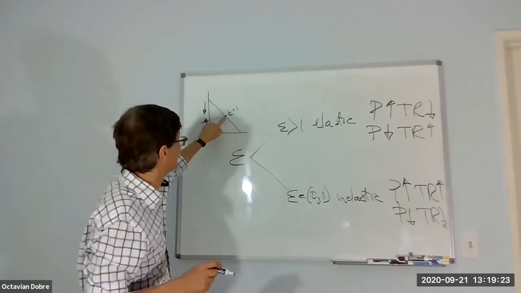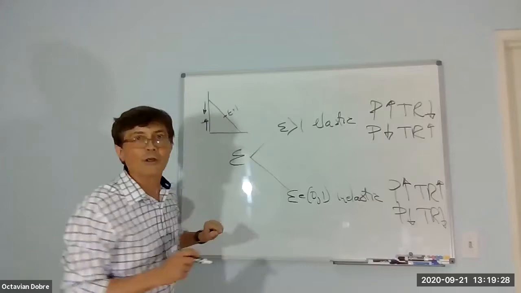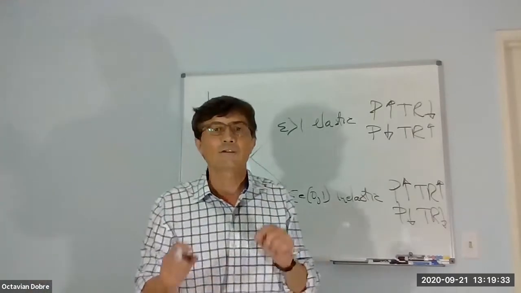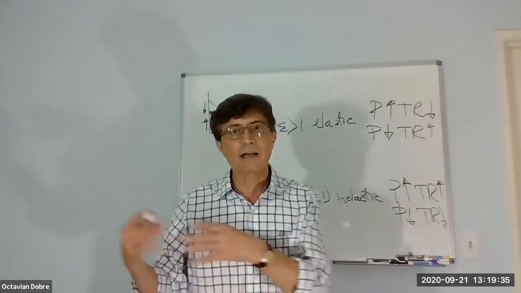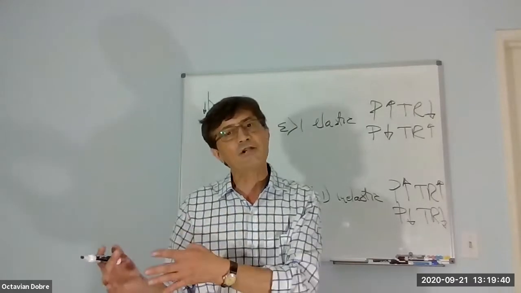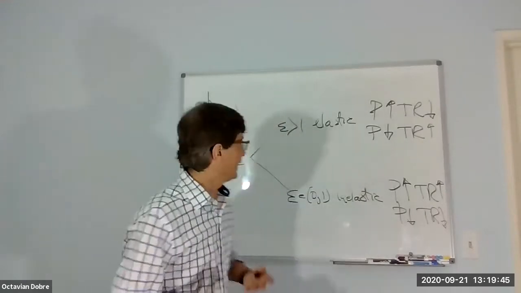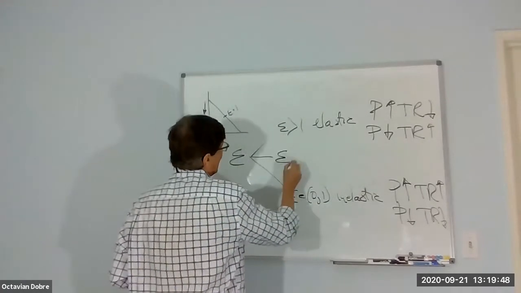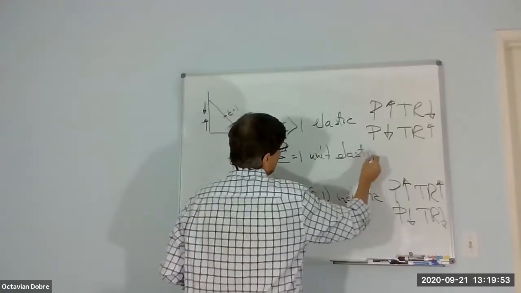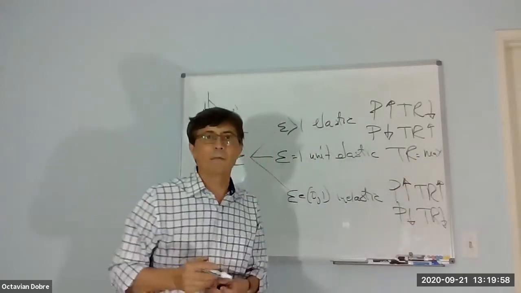Well, what's going to happen when you are at this point on the demand curve, where this is called unit elastic? When the elasticity is exactly equal to 1, that is called unit elastic. Basically, if the percentage change in price is 1, the percentage change in quantity is 1. If the percentage change in price is 5, the percentage change in quantity is also 5. And when it's unit elastic, total revenue is maximum. We maximize total revenue.